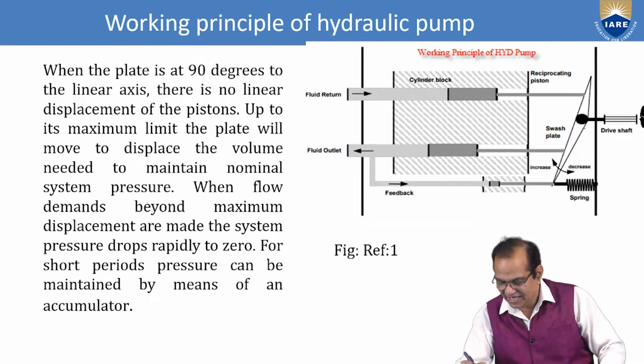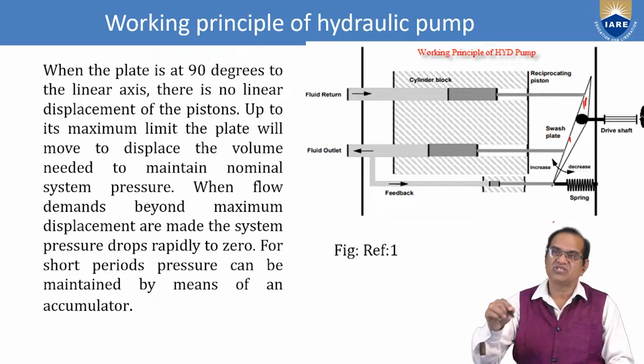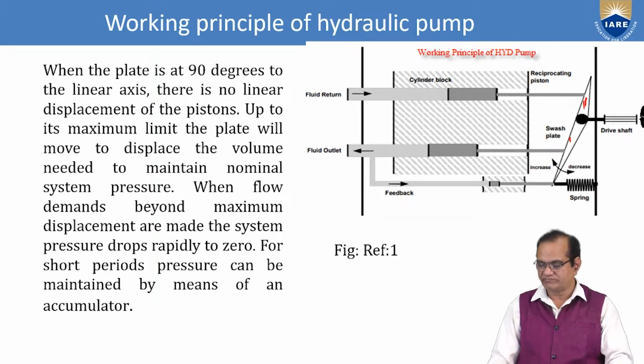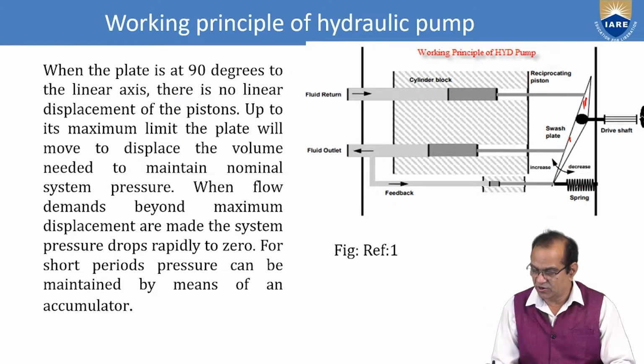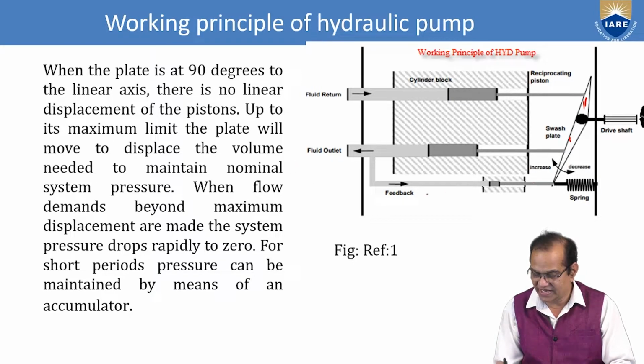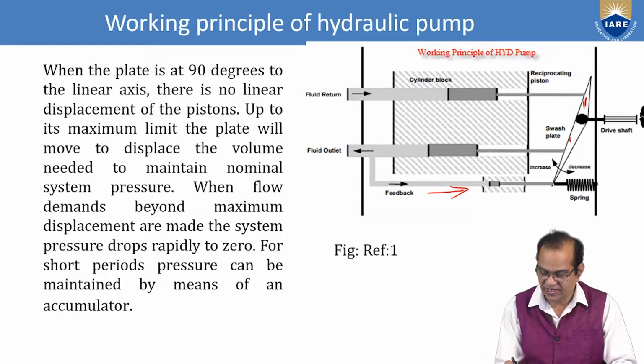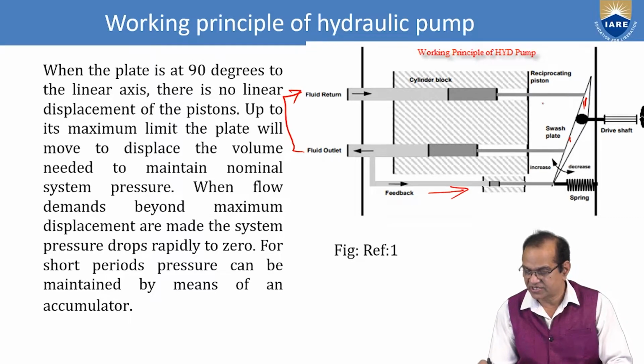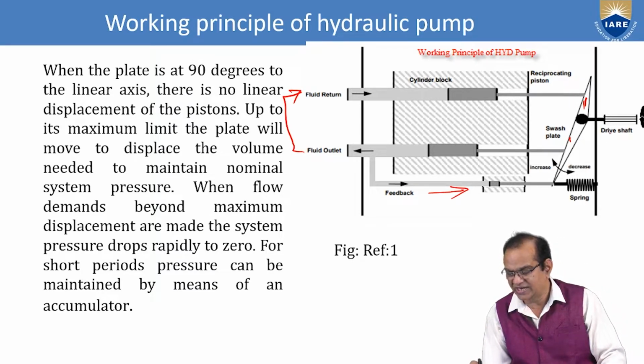Here you can see a plate, this is the plate, 1, 2, 3 it is shown. In the same series, 9 pistons are there. They are spring loaded here. You can see the fluid outlet, and feedback is here from this side. This will sense here. Fluid outlet, and this is a return line, cylinder block, reciprocating piston, and here is the drive shaft.